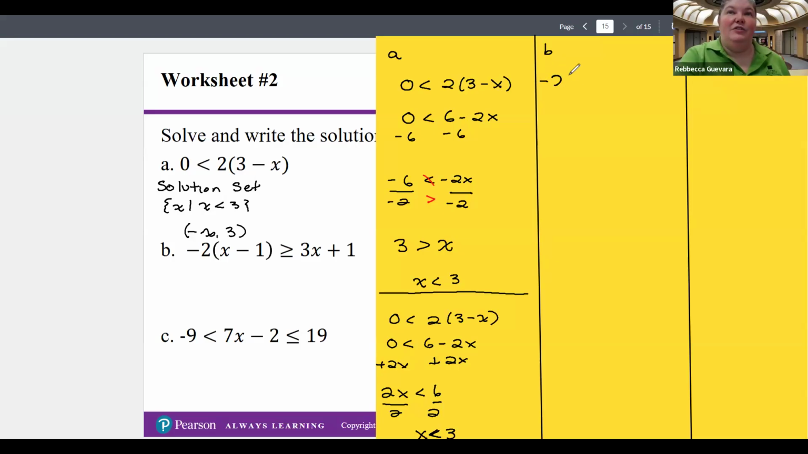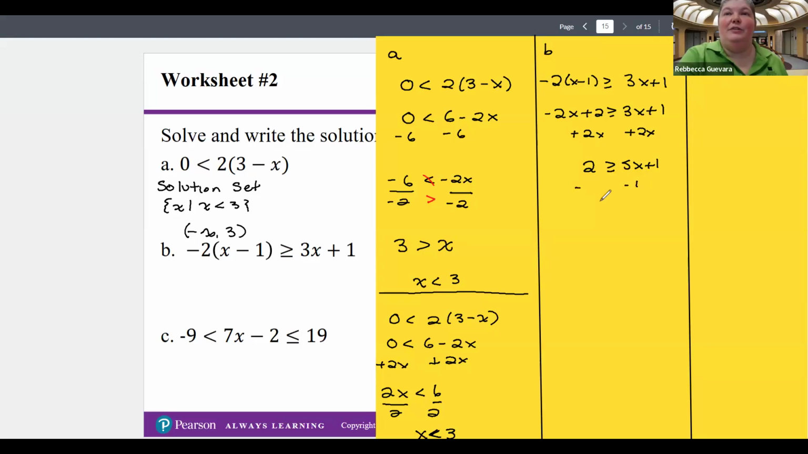So B, we got -2x minus 1 is greater than or equal to 3x plus 1. So we get -2x plus 2 is greater than or equal to 3x plus 1. So we want to do like what we always do when we're trying to solve an inequality or solve an equality, which is get our x's together and our constants together. So let's just add the 2x to the other side to make life a little easier for us. So we get 2 is greater than or equal to 5x plus 1.